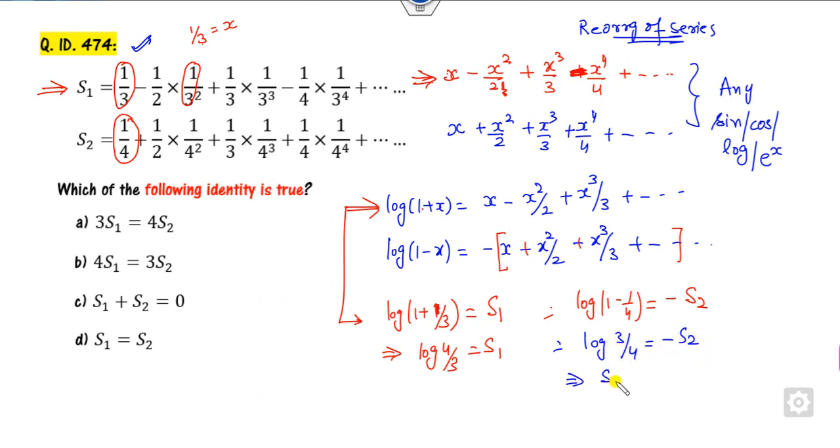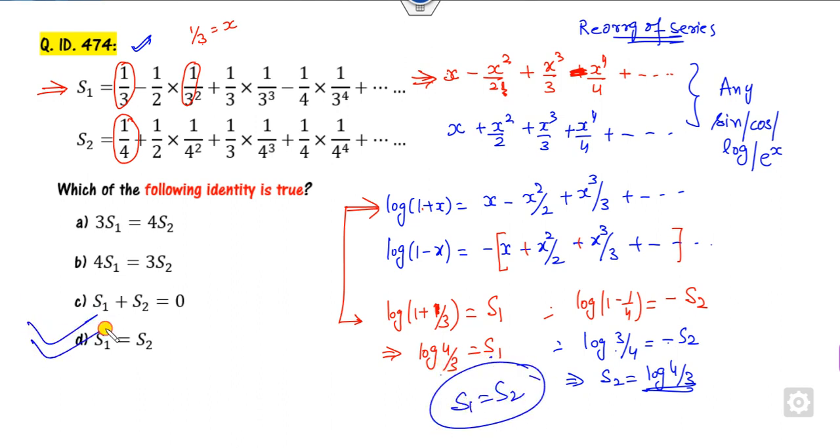So if you see that, it can be written as log of 4 by 3. I can adjust this minus here. S2 is log 4 by 3, S1 is log 4 by 3. So what is the meaning of that? S1 equals S2 is the right answer. So always try to think in terms of series in the form of sine, cosine, and so on, instead of reordering the series. That question is usually asked in the CSIR.